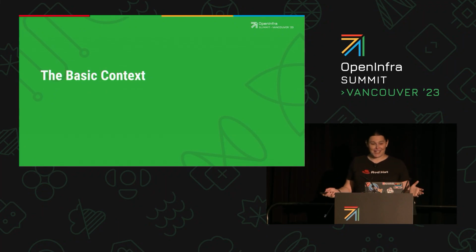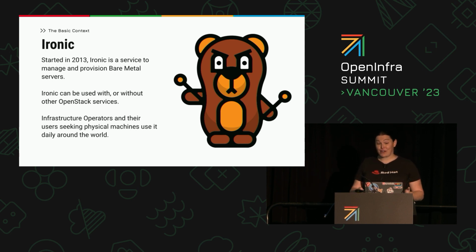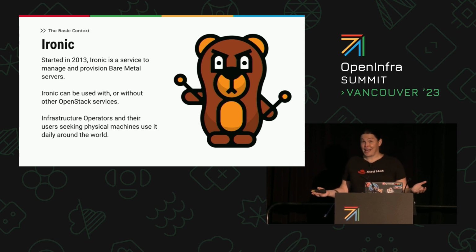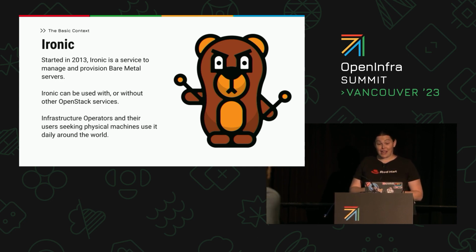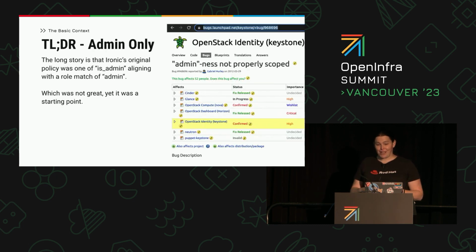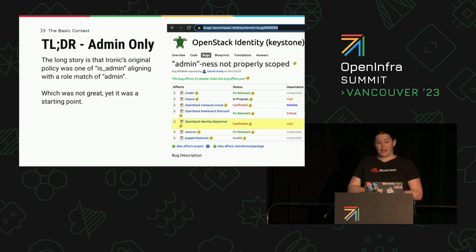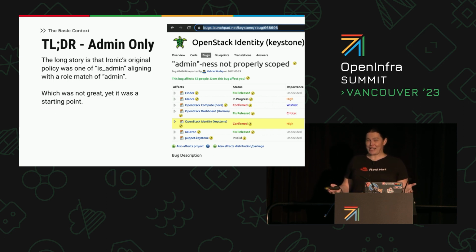So the basic context. Ironic started in 2013 as a service in OpenStack to deploy bare metal as a service. It can be used with and without OpenStack services. And infrastructure operators use it every day to deploy physical machines all around the world. And the story of Ironic and access controls largely started as it was an admin-only service. We used a policy rule called isAdmin, and it matched the role of admin, and that wasn't really great.